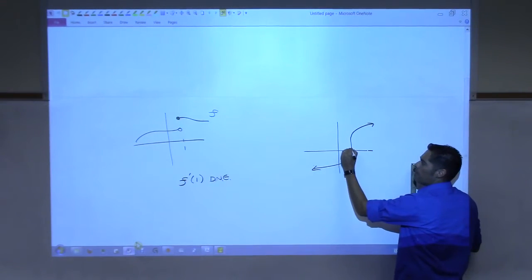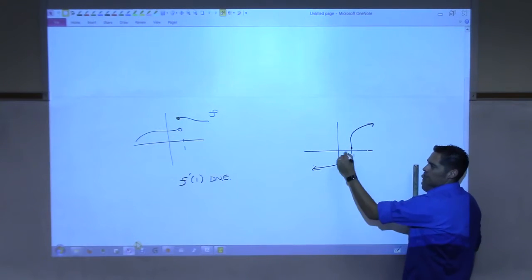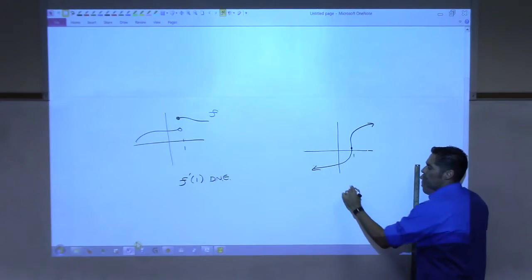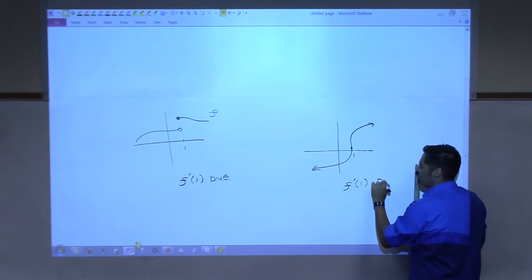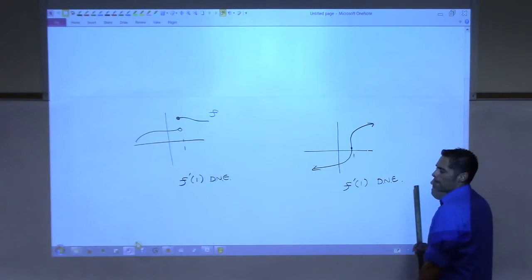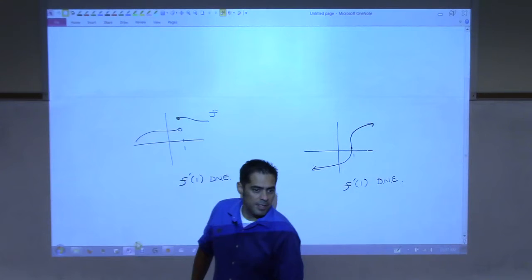Therefore, wherever that point is, again, we'll call it 1. Let's just say that that was 1 unit out, all right? We would say here f prime of 1 does not exist. Those are the three places it can happen.